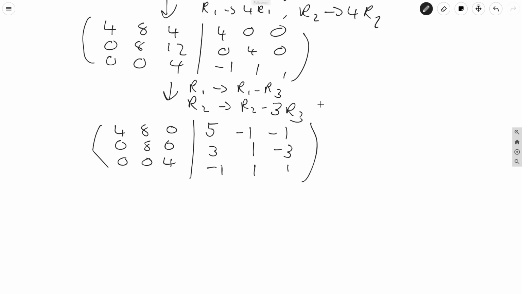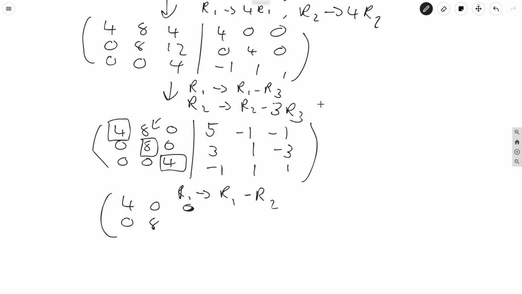And lastly, we now want to get rid of the entry above the middle pivot, this one, and to do that we just send row 1 to row 1 minus row 2, and that should do the job. So then we get 4, 0, 0, 0, 8, 0, 0, 0, 4. Now row 1 minus row 2, this is 2, minus 2, 2, 3, 1, minus 3, minus 1, 1, 1.